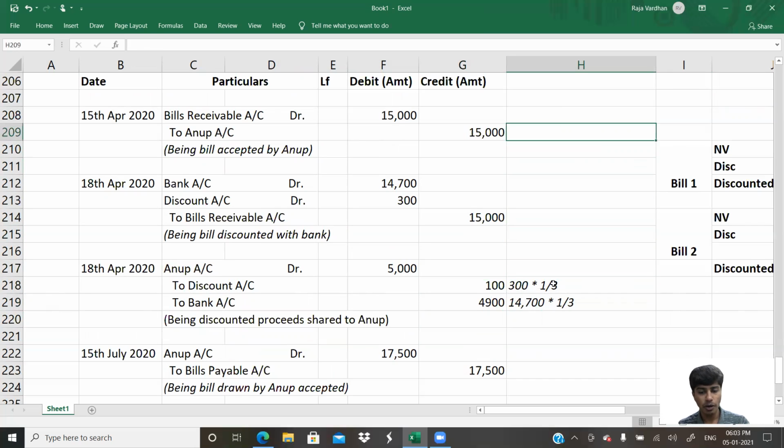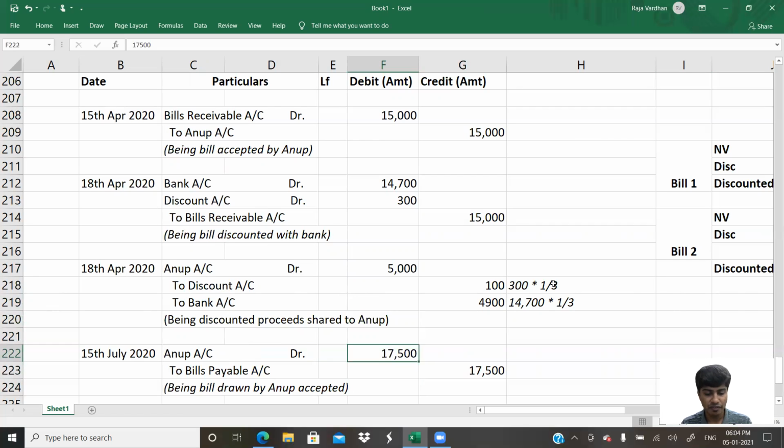Concentrate. Anup account, 15,000 credit. In the second entry, Anup account is not there. Anup account 5,000 debit. So 15,000 credit here, 5,000 debit here. What will be remaining? If you net it off, 10,000 credit will be remaining. Credit means liability. Suresh owes Anup 10,000. Correct? Done. Let us go to entry number 4.